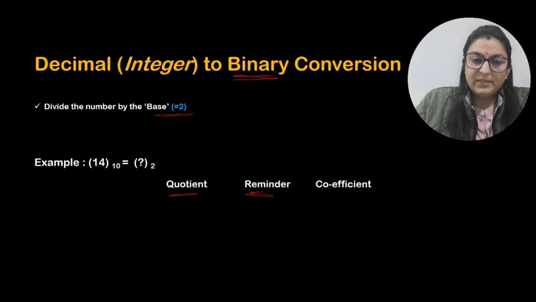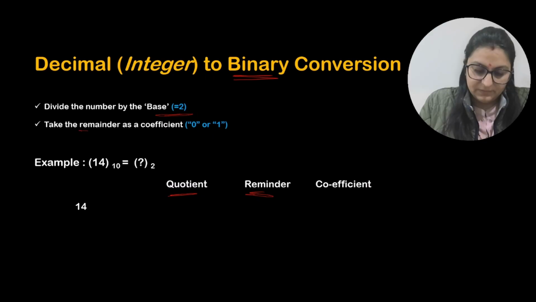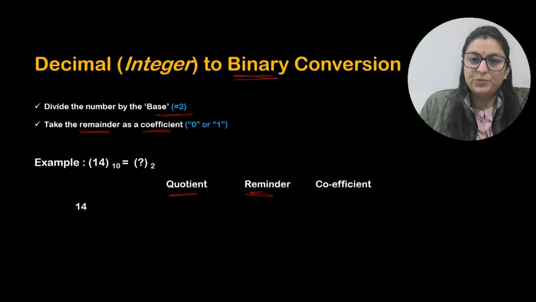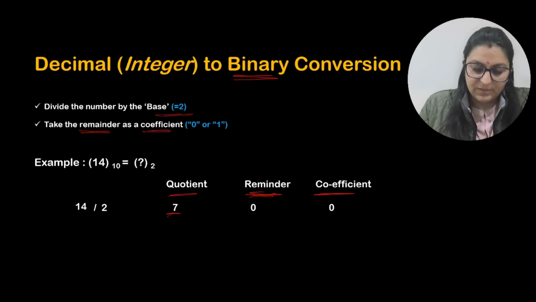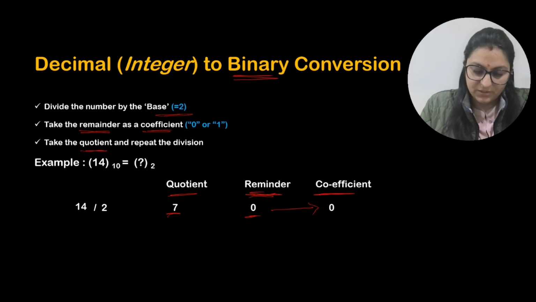What is the second step? Take the remainder as a coefficient. जो भी remainder आपको मिलता है, that you have to consider as a coefficient. Here if we divide by 2, 2 7s are 14, so the remainder is 0. We will consider 0 as a coefficient. What is the third step? Take the quotient. Here the quotient is 7. Take the quotient and repeat the division. Every time you have to repeat this.